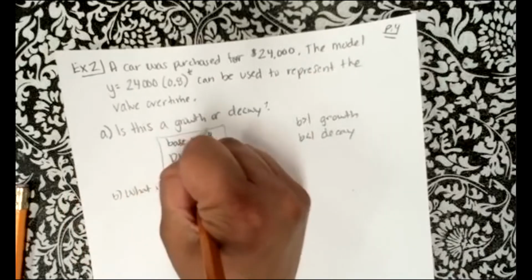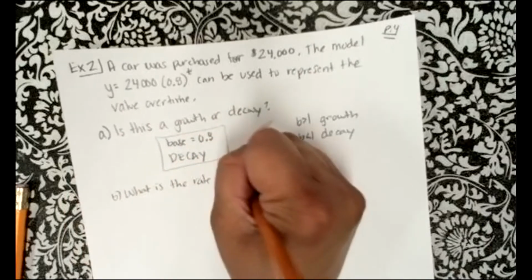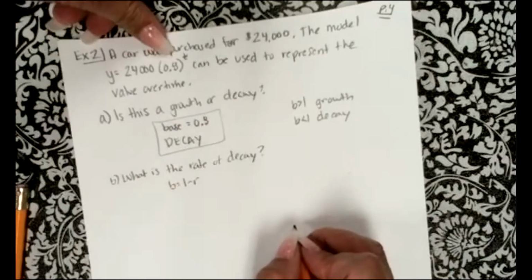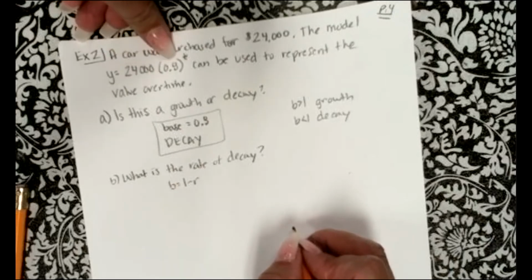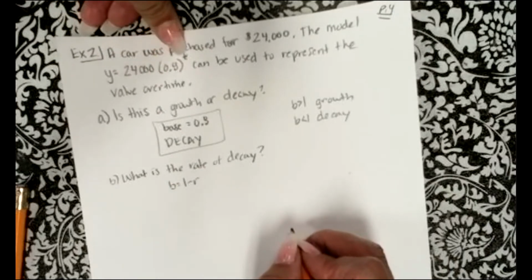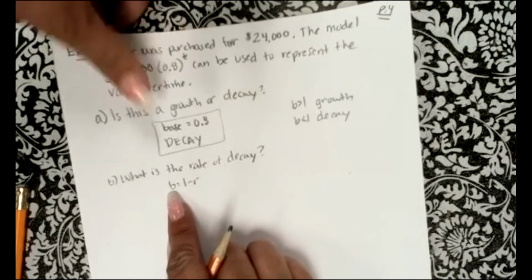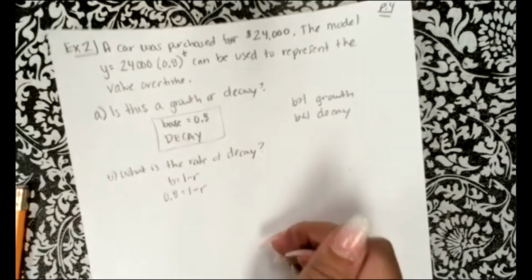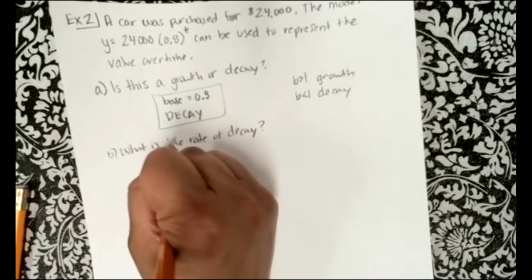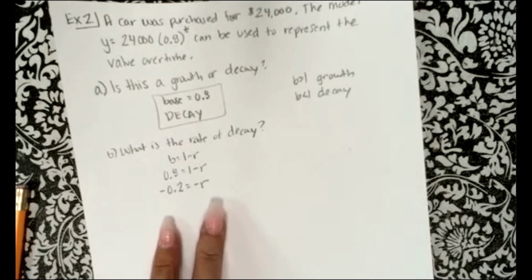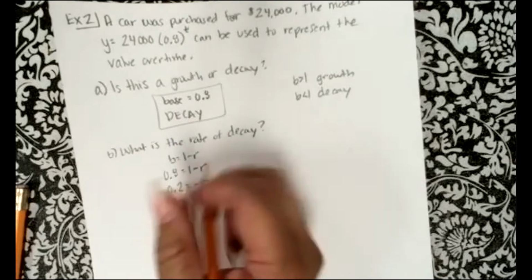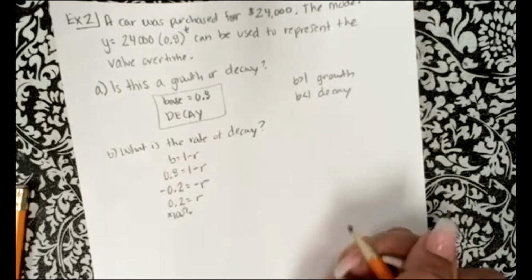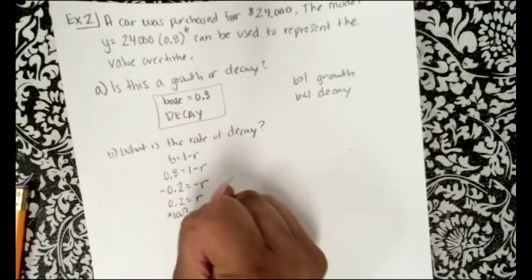What is the rate of decay? Now the rate of the decay: b is equal to 1 minus r. Well, the b is the 0.8, because remember that goes a times b, that's 1 minus r, and that's raised to the t. So the b value is going to be 0.8, which we knew right here. So I'm going to set 0.8 equal to 1 minus r. I'm going to subtract 1 from both sides, so I get negative 0.2 equals negative r. Divide both sides by negative 1, and I get 0.2 equals positive r. Multiply that by 100%, so then I get 20% equals the r.